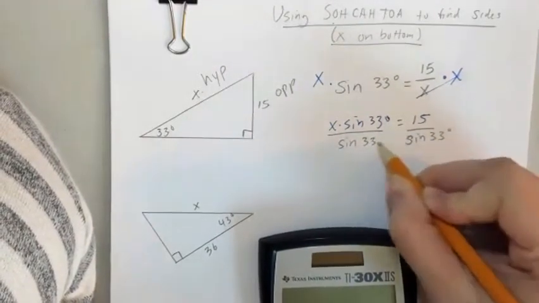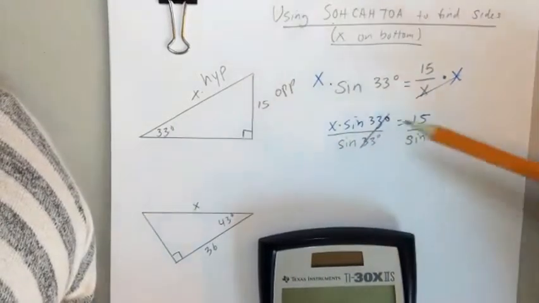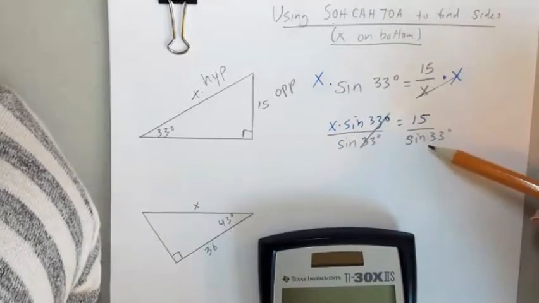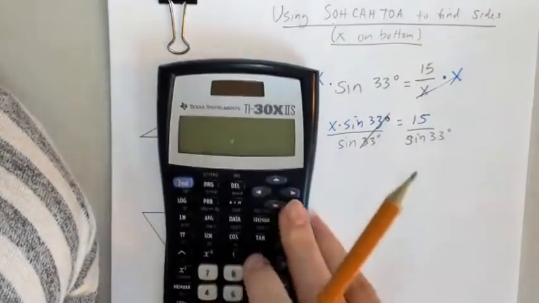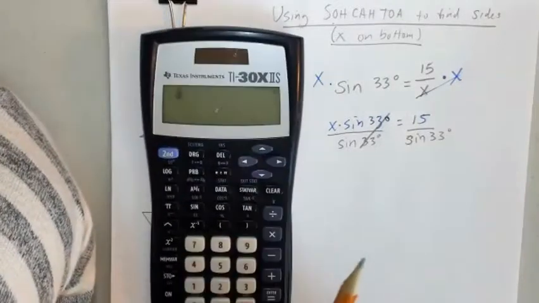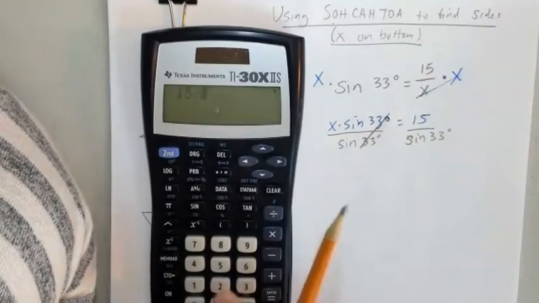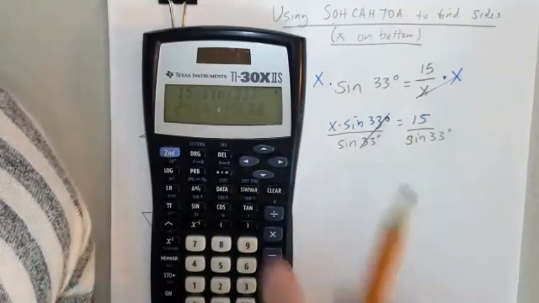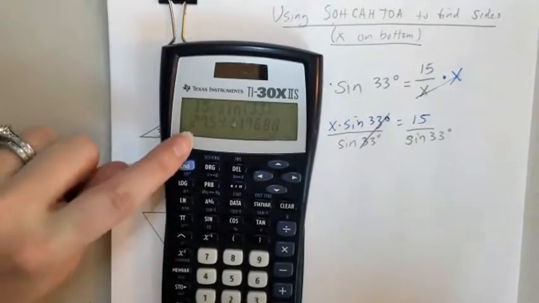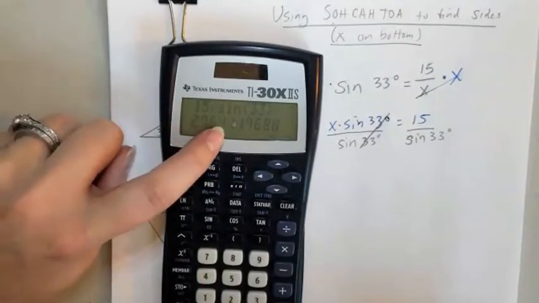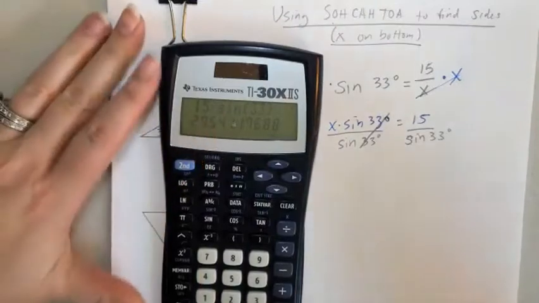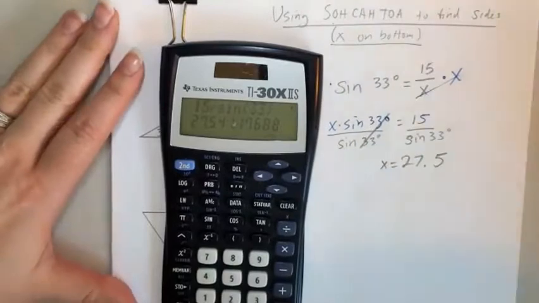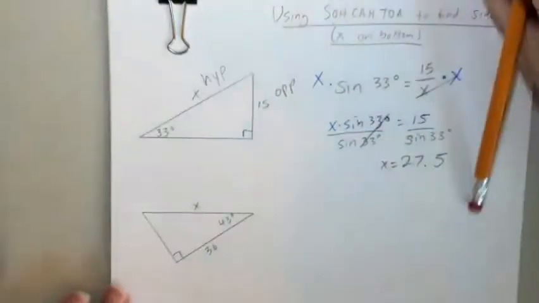Sine of 33. So that would cancel out here. What you end up with is just X equals 15 divided by the sine of 33. So I should do 15 divided by sine 33, and I'll get what that's equal to there. If I look at my calculator, it says 27.54. The 4 is not going to change the 5, so I would say X is equal to 27.5. All right, let's move on to the next one.